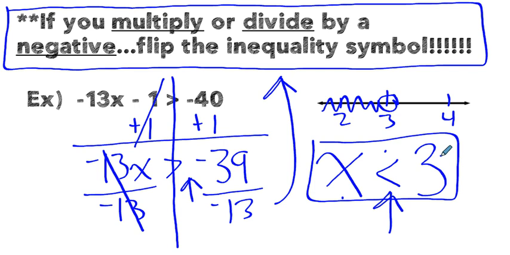Multiply, divide by a negative, you've got to flip it around every single time. Don't forget to do that.